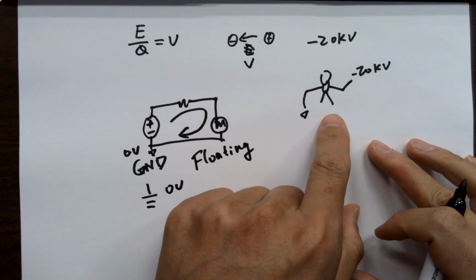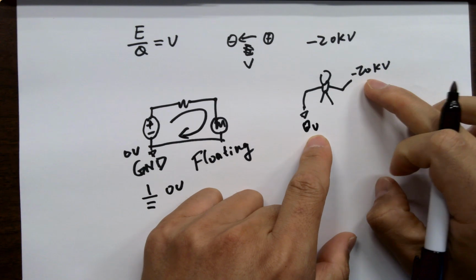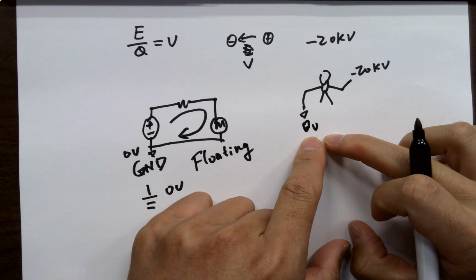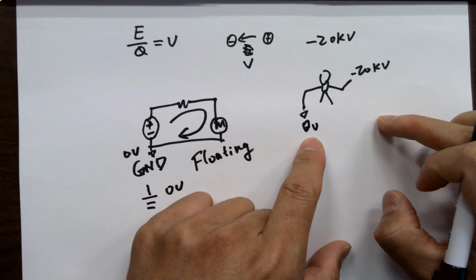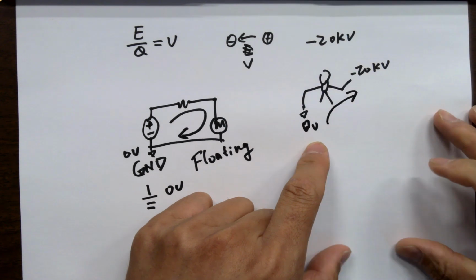This is super dangerous because 0 volts compared to negative 20 kV is positive. Even though it's just 0 volts, it's still positive. So the current is going to flow in which direction? Positive to negative, right? It's going to go that way.